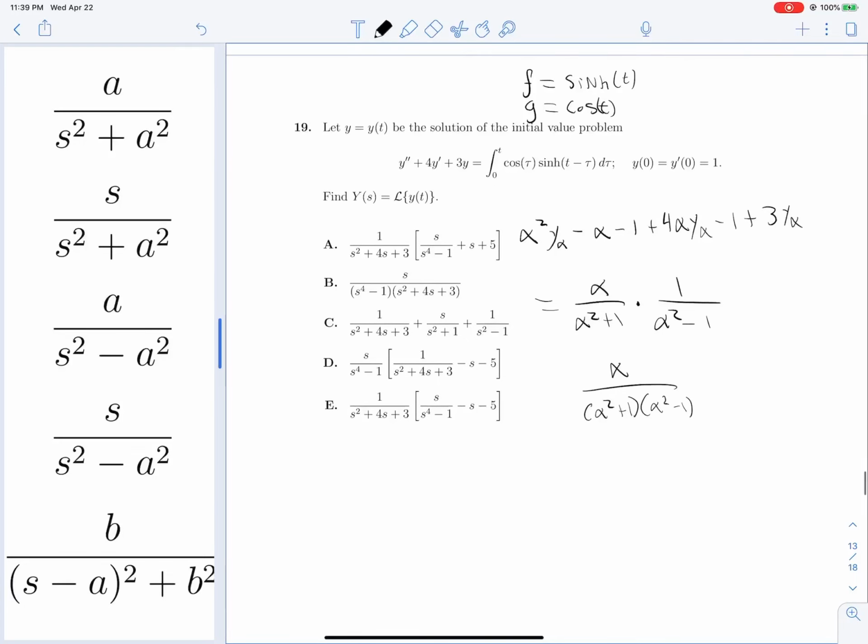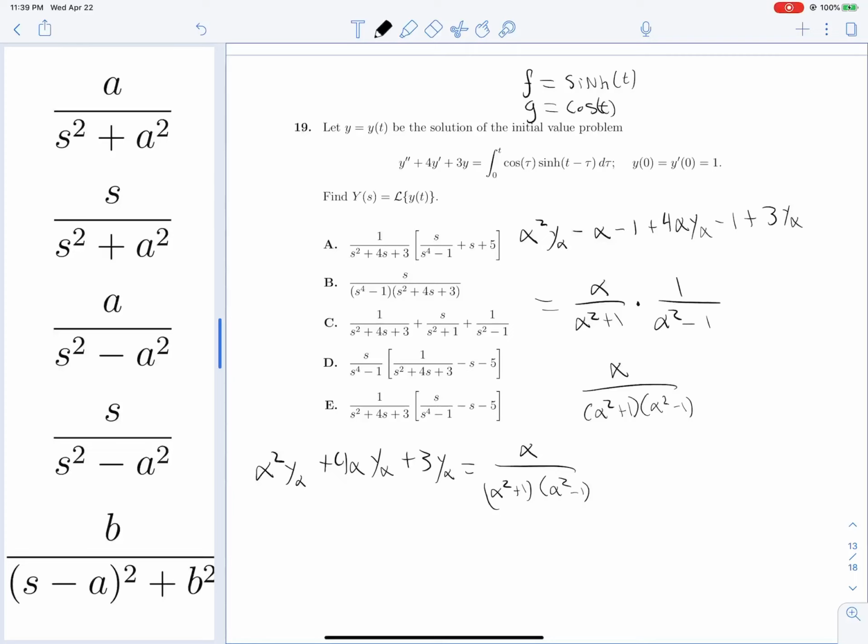And so since this is equal to all of this stuff over here, I'm going to add the alpha and the negative 2 over to the other side, and we will get alpha squared y alpha plus 4 alpha y alpha plus 3 y alpha is equal to alpha over alpha squared plus 1 times alpha squared minus 1, and then what else? What else do we have?